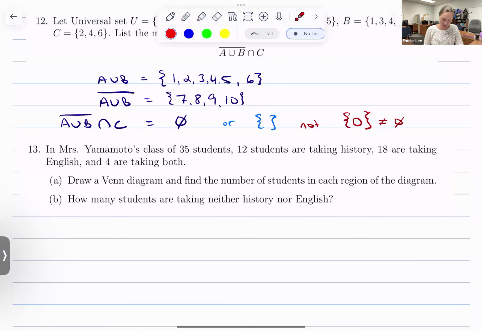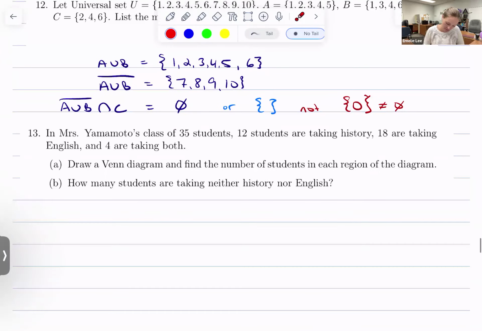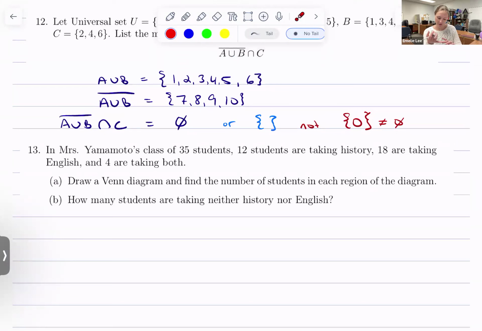In Mrs. Yamamoto's class of 35 students, 12 students are taking history, 18 are taking English, and 4 are taking both. We want to draw a Venn diagram and find the number of students in each region of the Venn diagram. So I have students taking history, students taking English, and some taking both, which tells me that I have 2 sets with some overlap.